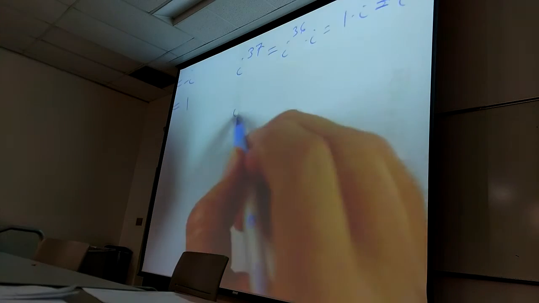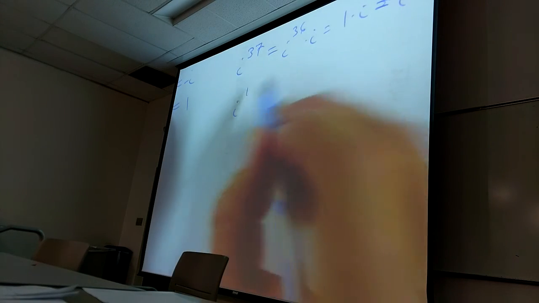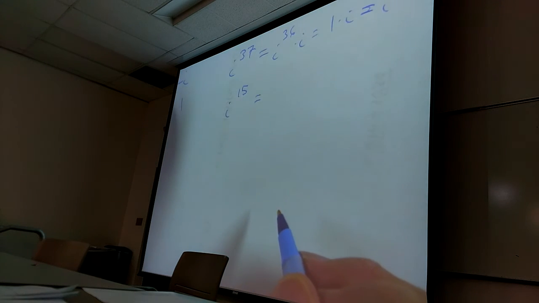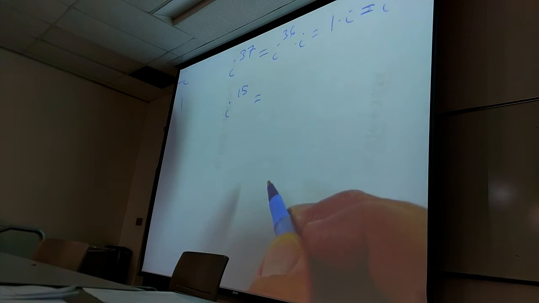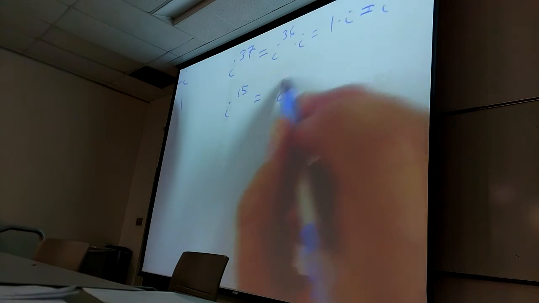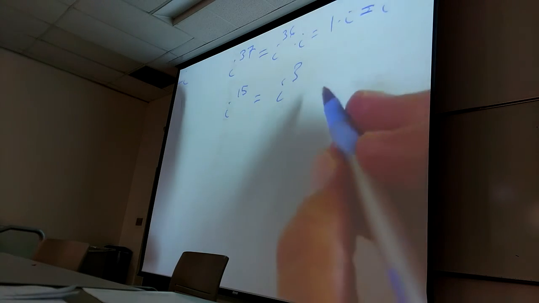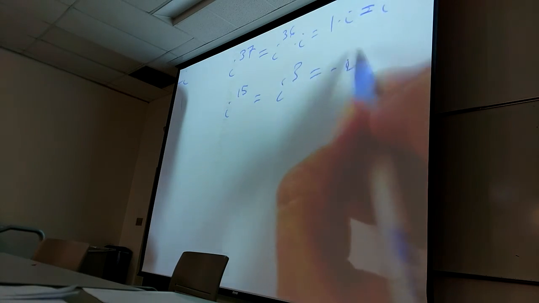So i to the, what do you got, Jeff? 15th power. 4 goes into 15 three times with 3 left over, so it's going to be the same thing as i cubed, which you will memorize, and you'll know that i cubed is negative i.